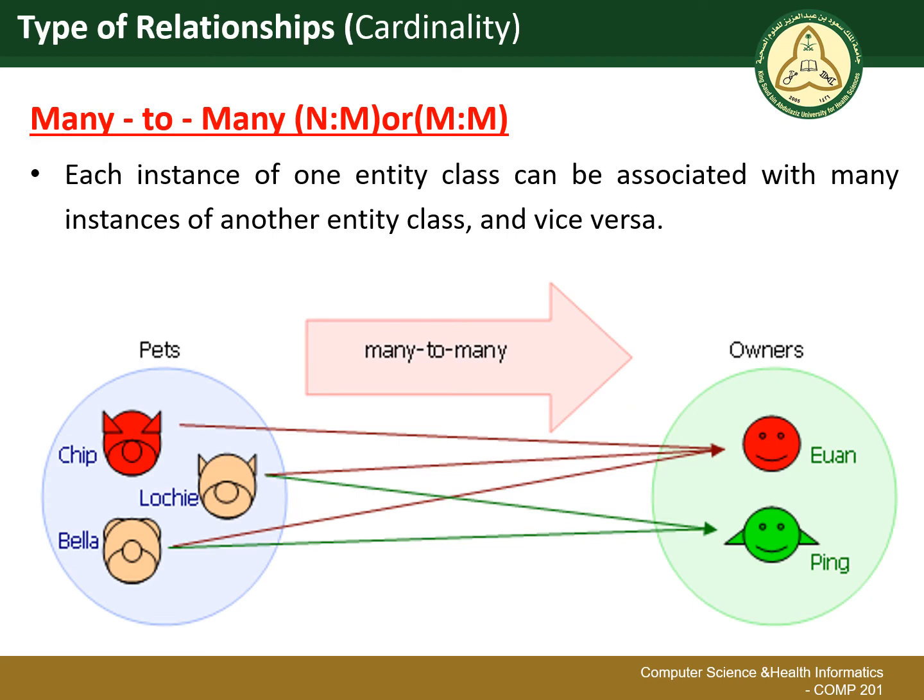Another example of many-to-many relationship. Here, the relationship between the pets and the owners. So each pet can be owned by multiple owners, and the owners can own multiple pets.